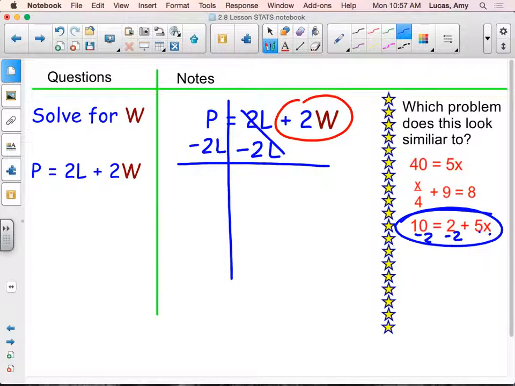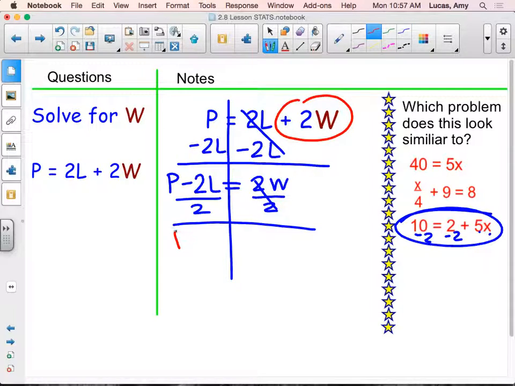When I do that, the letter P and the letter L, they're different letters. They're not like terms, so I cannot combine those together. I just simply keep them P minus 2L like this, kind of like writing them side by side. Then I can bring down my 2W, and to get the W by itself, I divide both sides by 2, and I've got my answer. P minus 2L, all divided by 2, is equal to W.